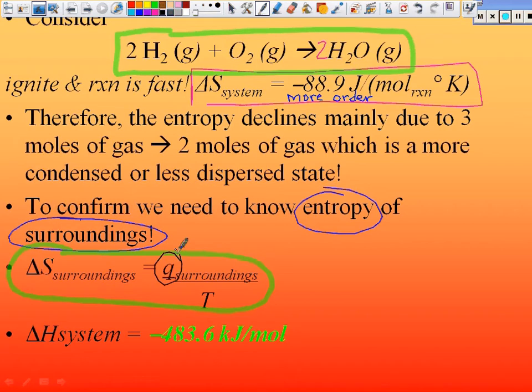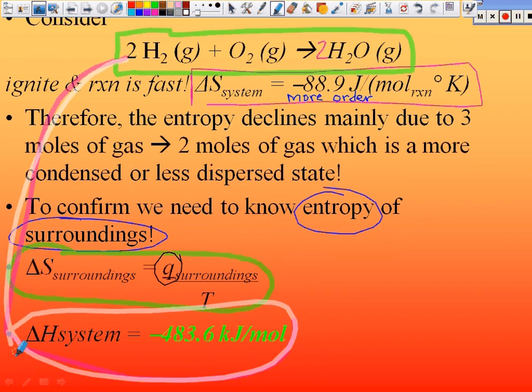However, for this reaction, and here's the part that I did not do a good job of yesterday. This part. Delta H of the what? System. What is the sign of that value? Negative. So when this reaction happens, what type of reaction is it? How do you know that this is exo? Because it's negative. Very good.